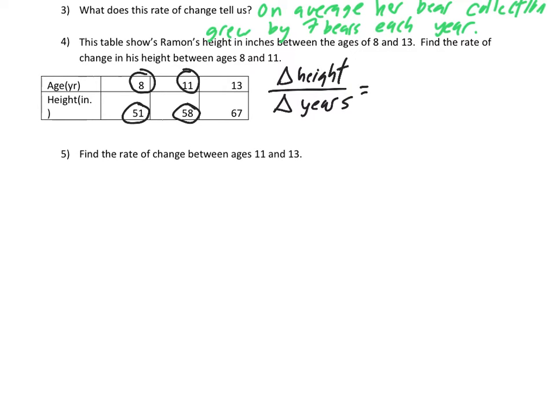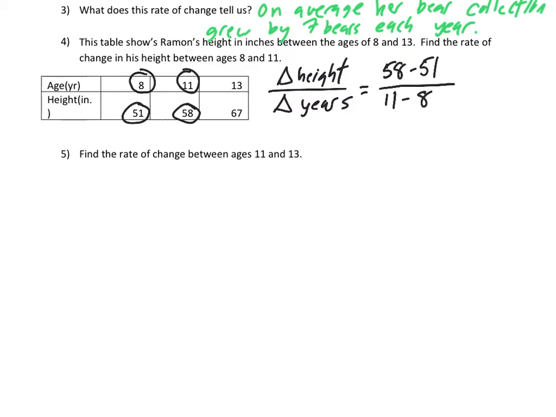So how do we find the change in height? Well, we start off with the newest height, which in this case is 58, and we're going to subtract the old height, which is 51. Same thing with the years. We start off with the newest years, the newest time, and we are going to subtract the older, longer ago.